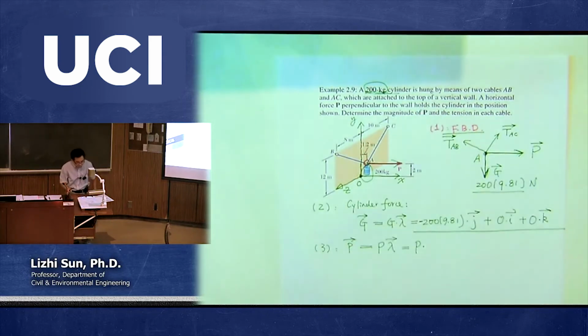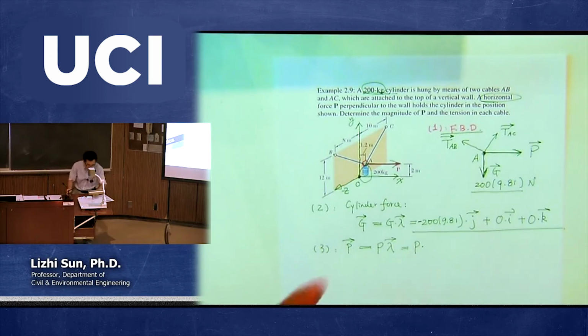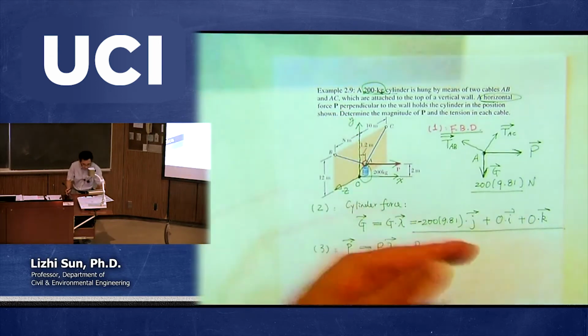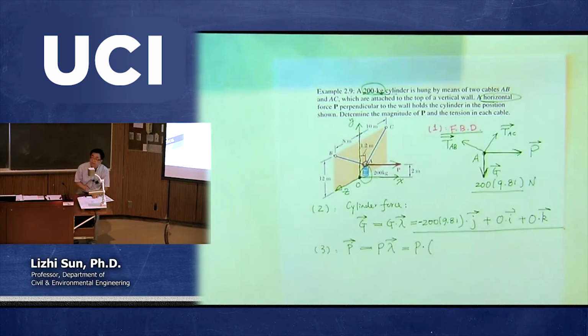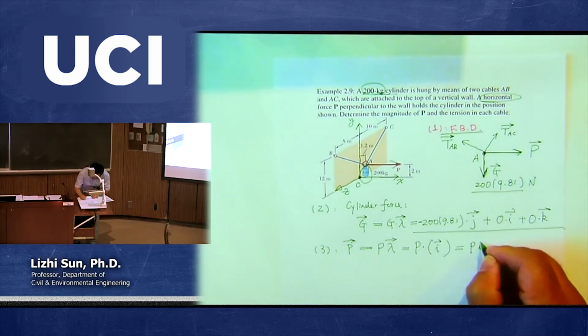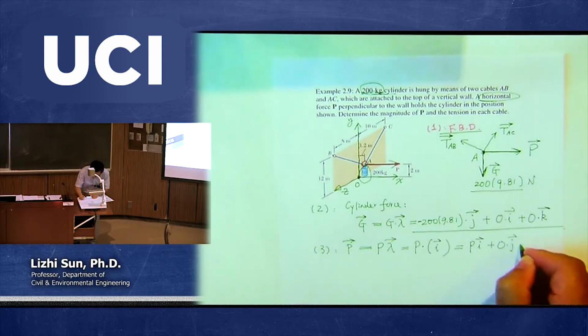And the problem statement says it is horizontal. Right? They said that somewhere. Horizontal. Here. It's horizontal. If it's horizontal and we set up the XYZ coordinate system, that means it's in the X direction. Correct? It's not only in the X direction, it's in the positive X direction. So if it's in the positive X direction, what is lambda? The lambda equals I. In other words, there's no J direction, no Y direction, no Z component. So this is very simple. It's just P times I. If you really want to write the other 2 components, that's fine. You use 0 times J plus 0 times K. But obviously you don't need to because these are zeros.